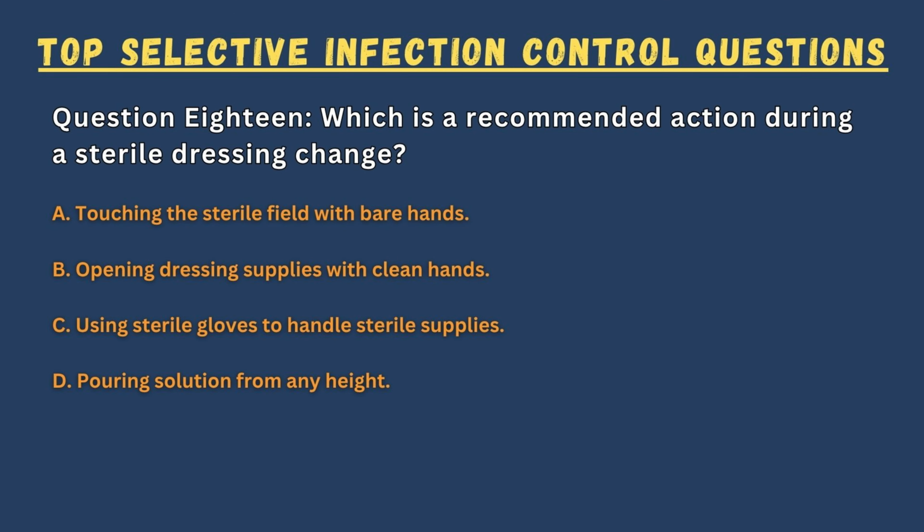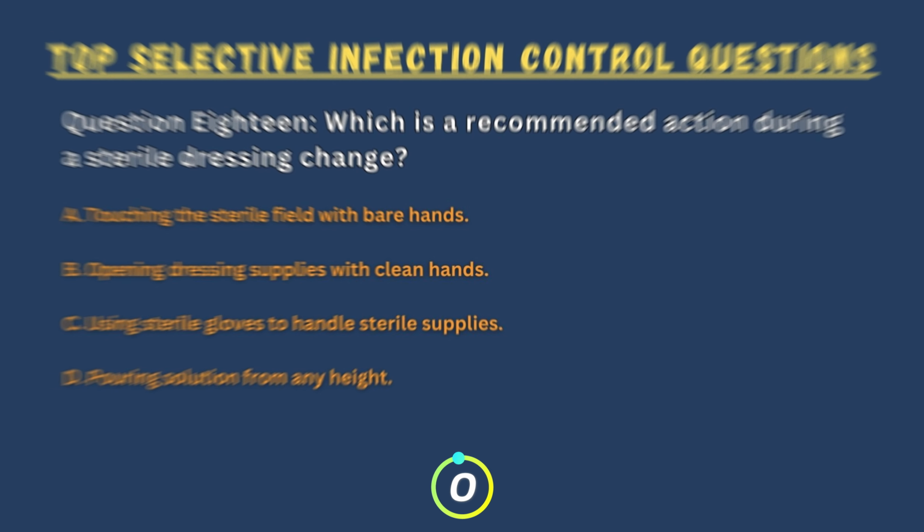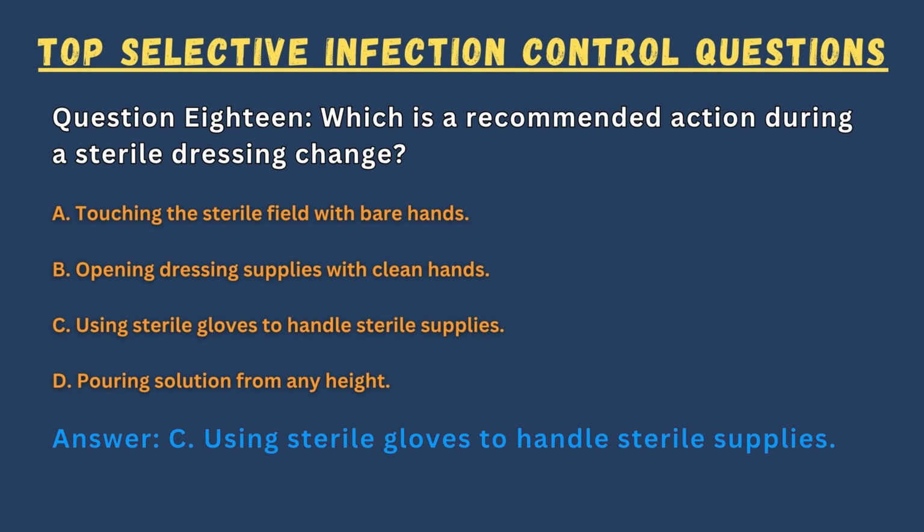Question 18. Which is a recommended action during a sterile dressing change? A. Touching the sterile field with bare hands. B. Opening dressing supplies with clean hands. C. Using sterile gloves to handle sterile supplies. D. Pouring solution from any height. Answer. C. Using sterile gloves to handle sterile supplies.